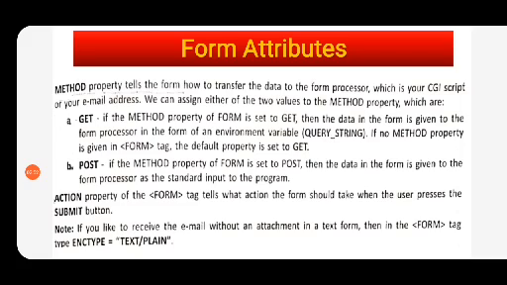Get is the default value of the method property, and this get value tells you that the data in the form is given to the form processor in the form of a simple environment variable, whereas the post method sends the data in the form of standard input to the program. You have understood what the use of get is and what the use of post is.